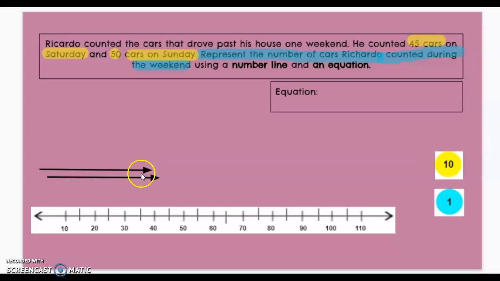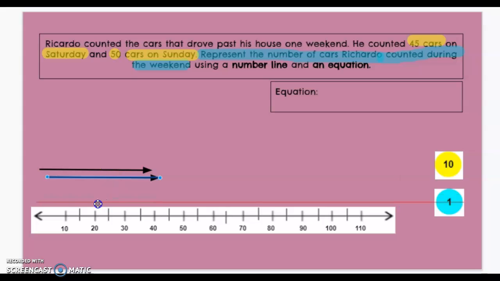Okay? So sometimes you'll see an arrow with your number line. Sometimes you'll see little jumps, like drawings, kind of like rabbit jumps or something. You'll see that on your number line. But for this one, I'm going to use arrows, okay? So if I want to represent the number of cars Ricardo counted during the weekend, I want to know how many cars on Saturday and how many on Sunday. So I need to start with the first one. The first number of cars he counted was Saturday, and it was 45 cars, okay?